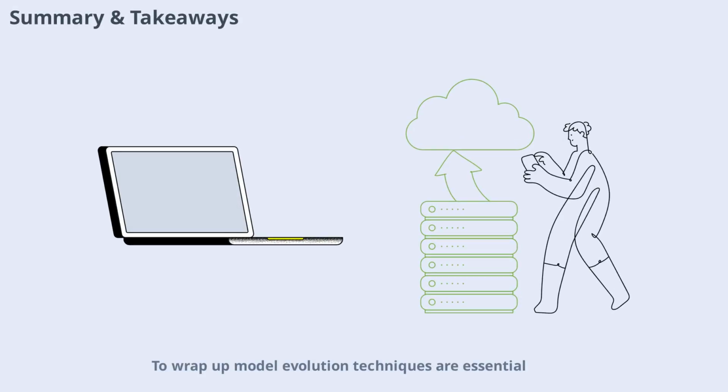Wrap-up: model evolution techniques are essential for keeping machine learning models relevant, accurate, and efficient in a rapidly changing world. From transfer learning and fine-tuning to advanced methods like neural architecture search and knowledge distillation, these strategies empower models to adapt and thrive. By understanding and applying these techniques, you can ensure that your models continue to deliver value, no matter how the data landscape evolves.